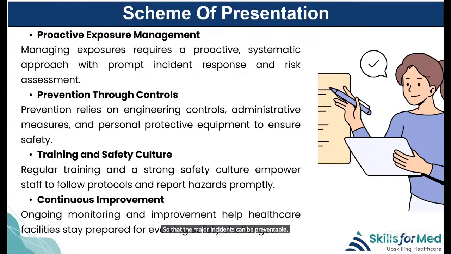Preventive controls include engineering controls, administrative measures, and personal protective equipment to ensure safety. In most hospitals now, they are using advanced technology and advanced equipment. But if the pilot is not good, there is no use of that advanced technology. So the control systems we have in the hospital should be well understood by the staff so that they can utilize them well.